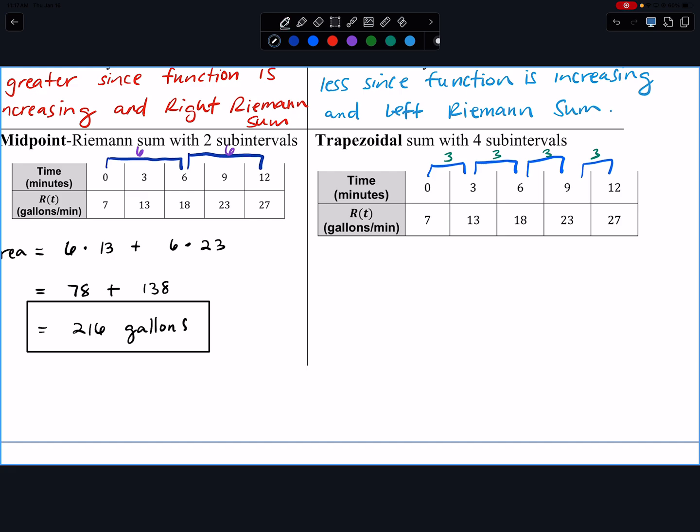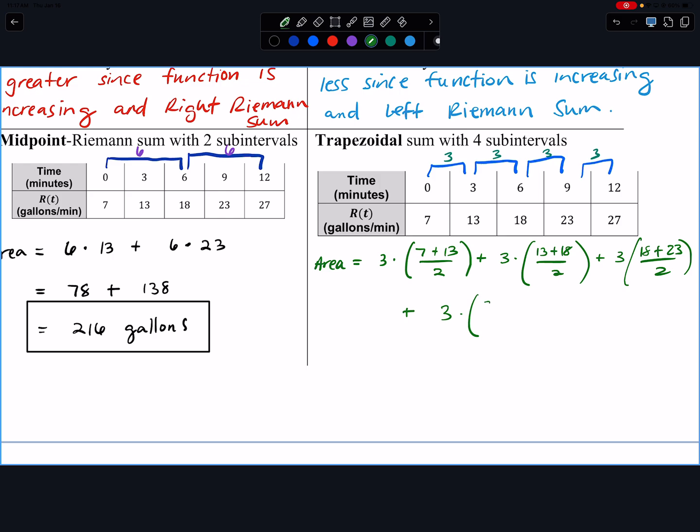So it's going to be the width times 7 plus 13 divided by 2 plus 3 times 13 plus 18 divided by 2 plus 3 times 18 plus 23 divided by 2 plus 3 times 23 plus 27 divided by 2.